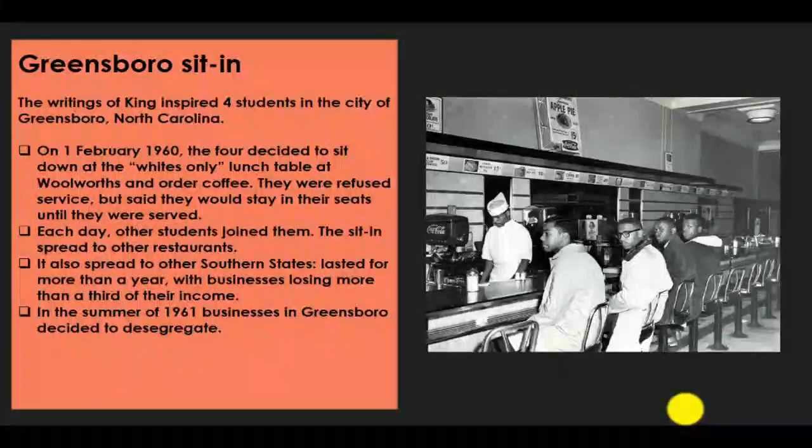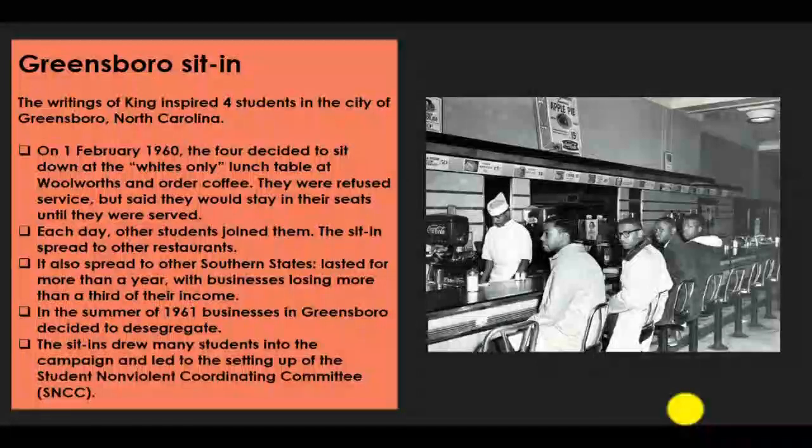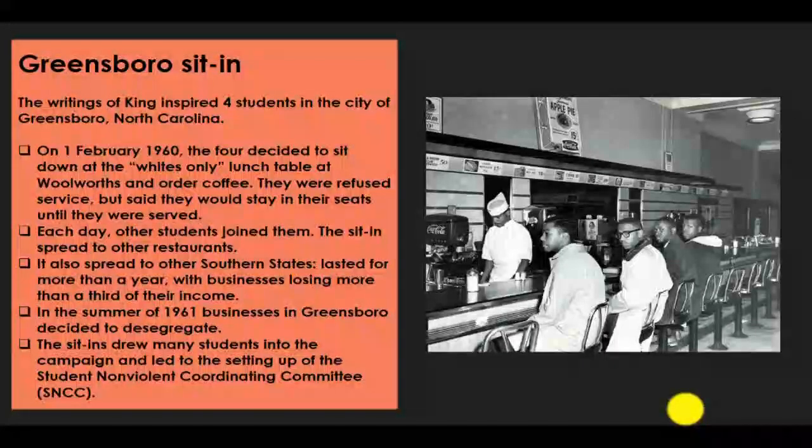And in the summer of 1961, businesses in Greensboro decided to desegregate. And much like apartheid, it was mainly because they were losing so much money. So the sit-ins drew many students into the campaign and led to the setting up of the Student Nonviolent Coordinating Committee, the SNCC.